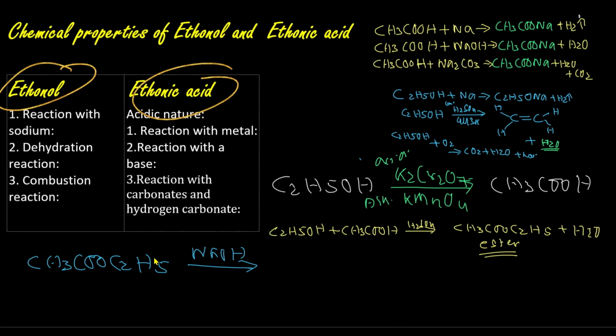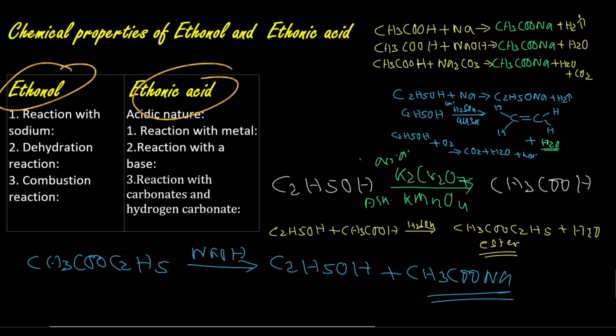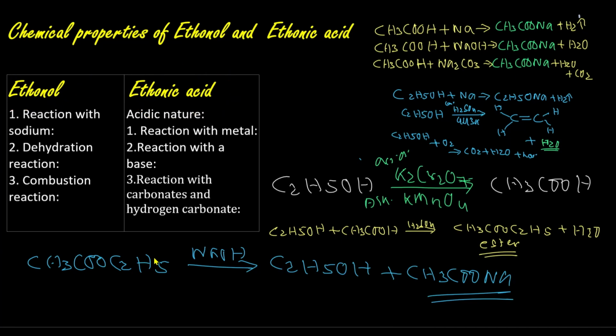You'll get back the alcohol, C2H5OH, but you'll also get the sodium salt of ethanoic acid. This is an example of a soap molecule. And since the product so formed is soap, that's why this reaction is called saponification. So we can sum up with this much only, that these are the properties which we have to study in class 10th.